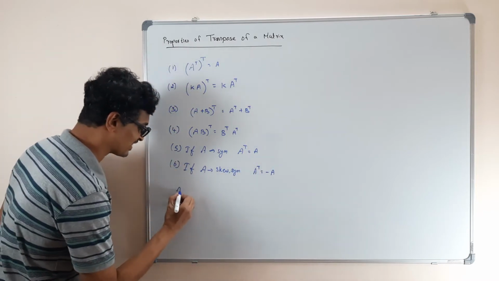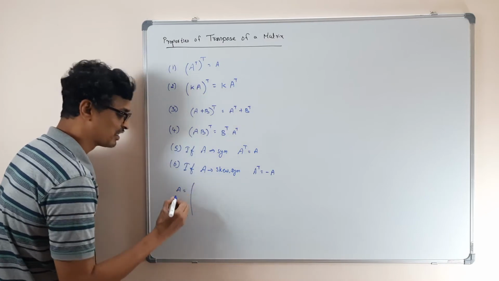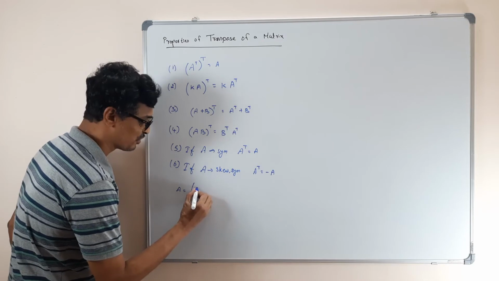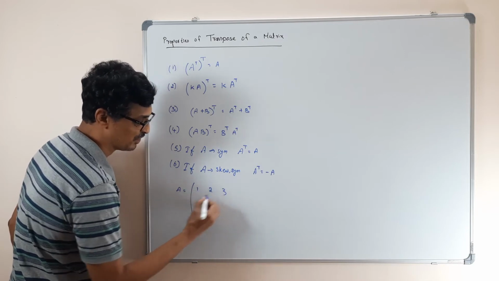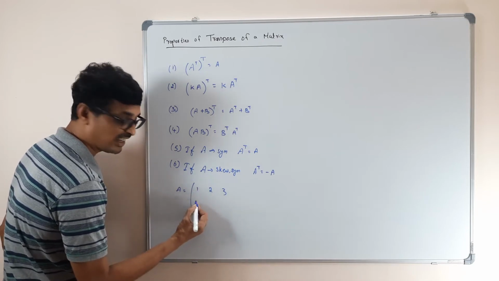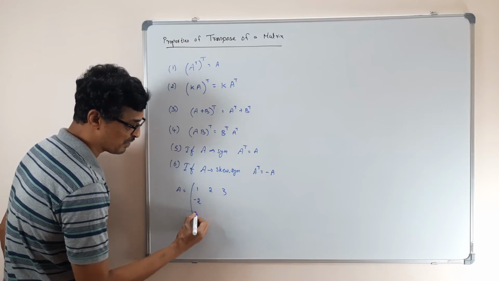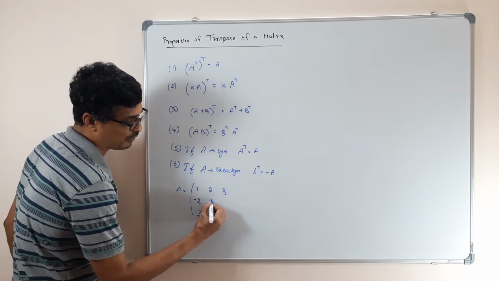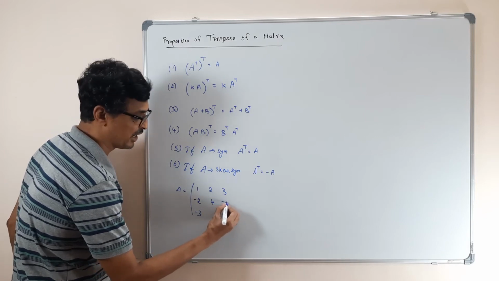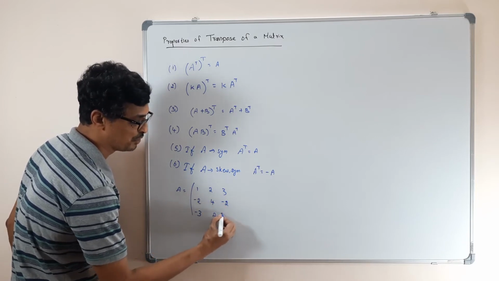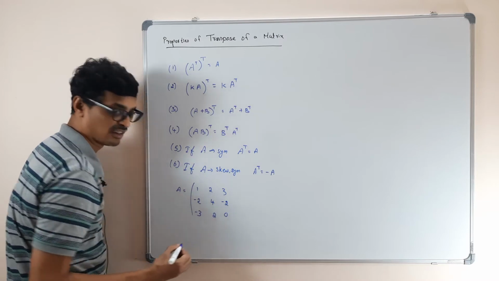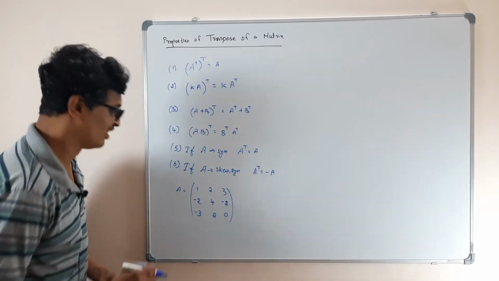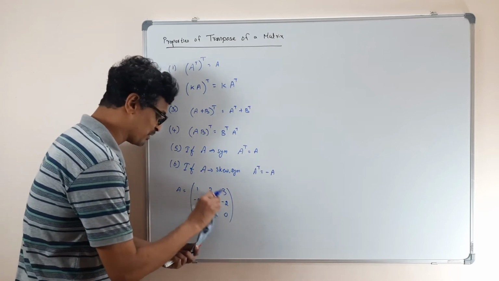So let us take this example. You have 1, 2, 3 again. So this has to be opposite sign, correct? So minus 2, minus 3. And let this be 4. And this is minus 2. So this should be equal to 2. And this is 0. Correct? But is this a skew symmetric matrix? No. Why? The diagonal should be 0. Correct. Diagonal elements have to be 0.